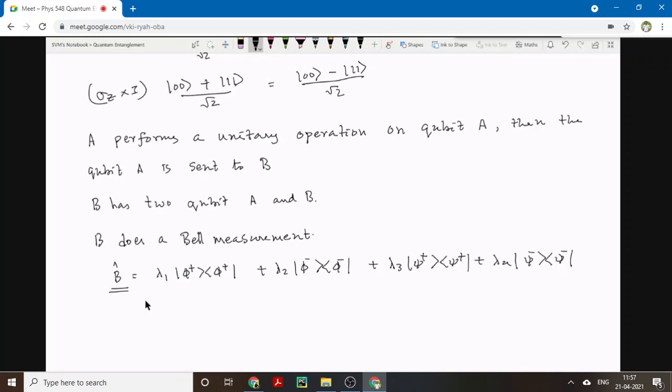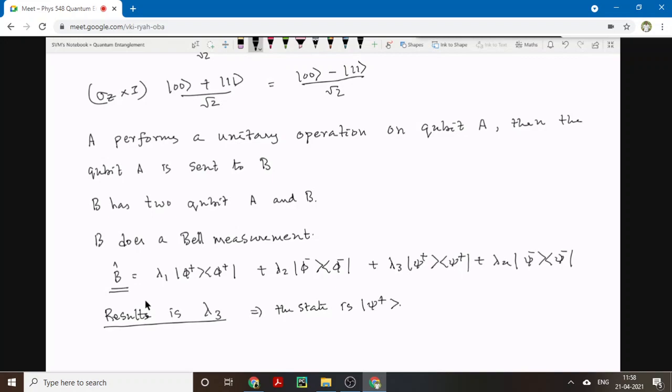Okay, so you have some Bell meter, let's say you go and do this measurement. Suppose the result is, for example, lambda 3. You get this result lambda 3. What does this mean? This implies the state is psi plus.